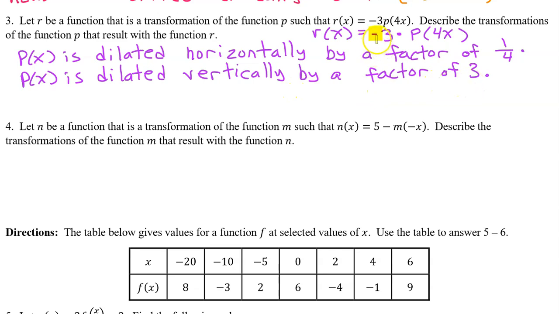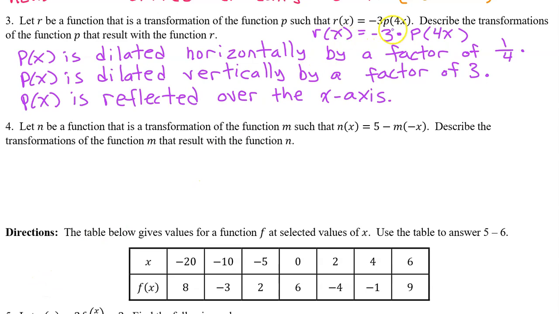A negative sign in front means some type of a reflection. Since this is outside of the function, this will be a vertical reflection. In other words, a reflection over the x-axis. So those are the 3 transformations of the function p that we see.